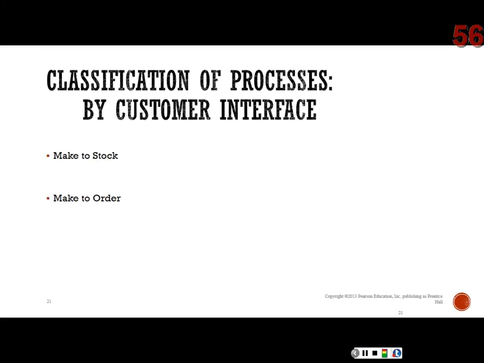When we talk about classification of processes by customer interface, are you going to make it to stock or are you going to make it to order? Flow shops are great for make to stock. Okay, job shops are great for make to order.